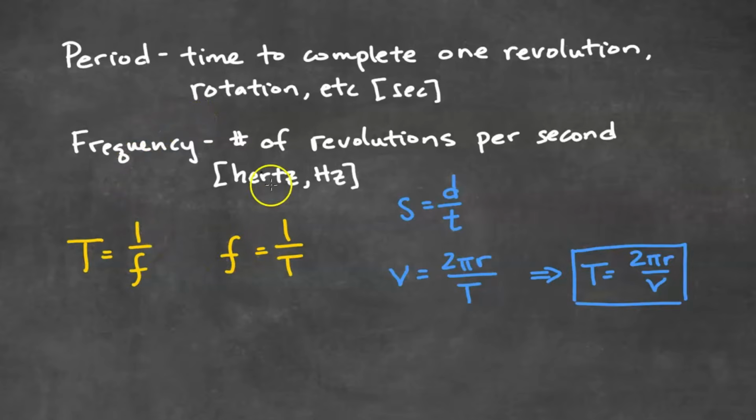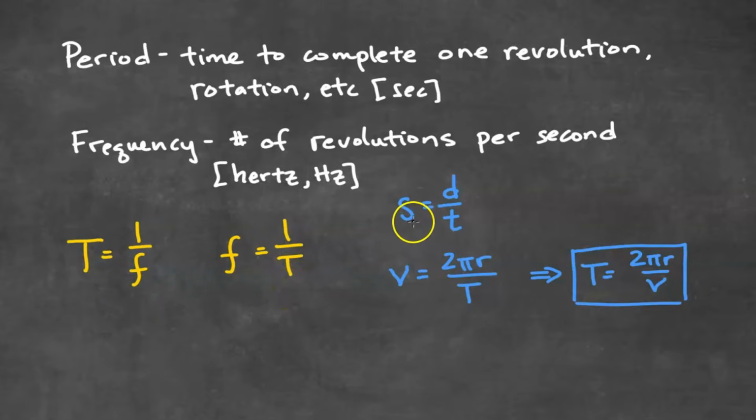As an object moves in a circle, one of the things we can calculate or we can measure is the period. And the period is the time to complete one revolution or rotation. And the unit for this is seconds. We can also calculate its frequency, which is the number of revolutions per second. The unit for frequency is hertz, or capital H, little z. The relationship between period and frequency is an inverse relationship. So the period is equal to, and the symbol for period is capital T, period is equal to 1 over the frequency, or frequency is equal to 1 over the period.